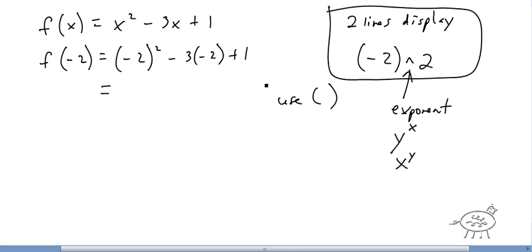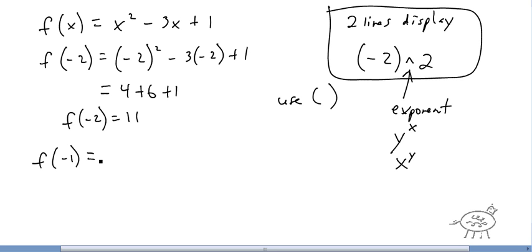But let's do it by hand, because you guys should know how to do it by hand anyway. It's negative 2 squared. Negative 2 times negative 2 is positive 4. Negative 3 times negative 2 is positive 6 plus 1. So f of negative 2 equals 4 plus 6 is 10, 11. That's it.